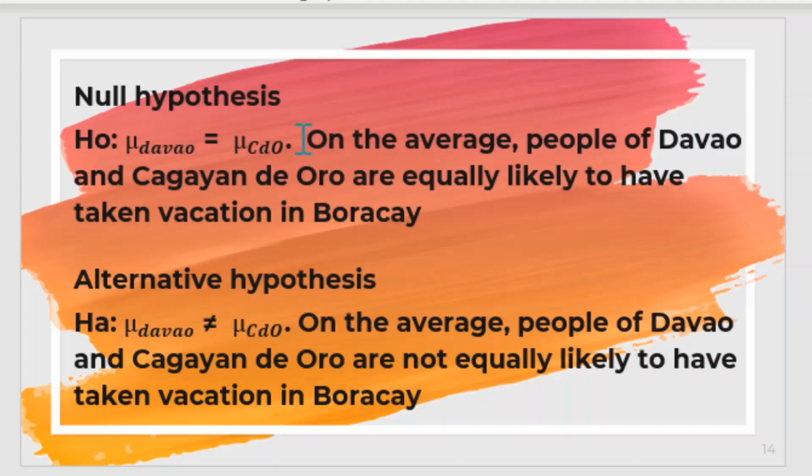So how are we going to state in a sentence our alternative hypothesis? So here it is. On the average, people of Davao and Cagayan de Oro are not equally likely to have taken vacation in Boracay. Take note of that word not as compared to our null. Now we claim that they are equally likely to have taken vacation in Boracay.